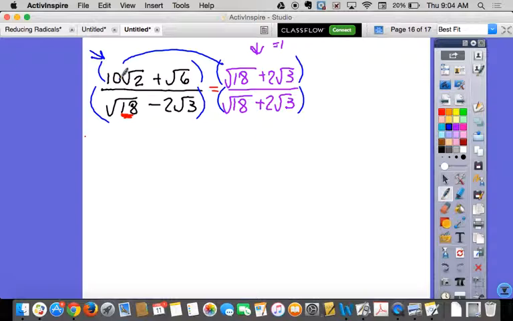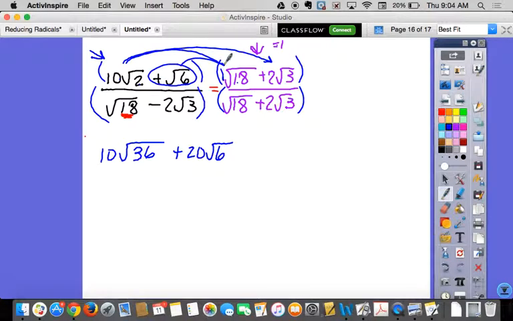Here we go. 10 times this 1 out here, 10. Square root of 2 times square root of 18. That's going to be square root of 36. Ooh, that's interesting. Then we come over here. Remember, outsides with outsides, insides with insides. So that's going to be 10 times 2 is 20. Square root of 2 times square root of 3 is square root of 6. All right, you're done with that guy.